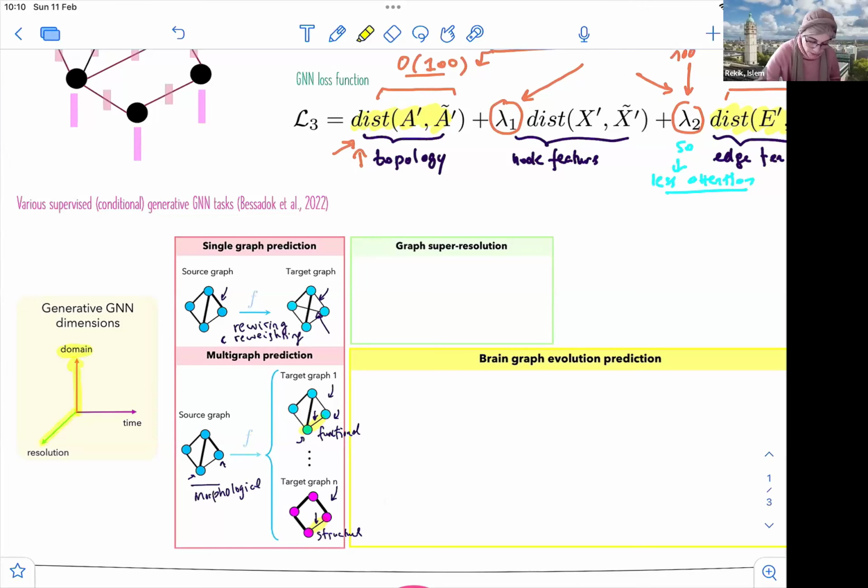We can also do different scales, and you can have a generative model that solves all of these together. So which means it does multiple scales, multiple domains, etc. So here, for the sake of simplicity, we categorize them into different subcategories. So here, for example, we have a low resolution graph. It means it has a number of nodes n, and then we want to predict a graph in the target domain n prime, and n prime is much larger than n, okay? So this is what we call the graph super resolution.